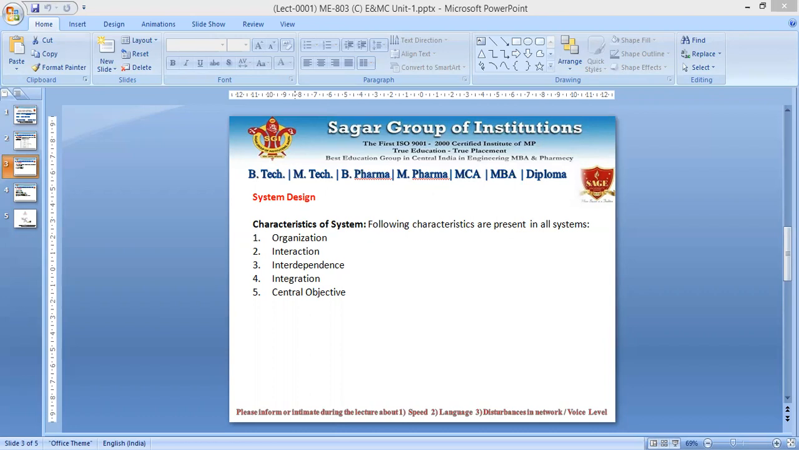Then comes integration. Now the integration shows how well all components or subsystems of the system are cohesively working together. Integration produces a synergy effect, and that synergy effect is responsible for successful integration. The more synergy effect there is, the more successful the integration would be inside the organization or the system. In other words, the whole is greater than the sum of its parts.